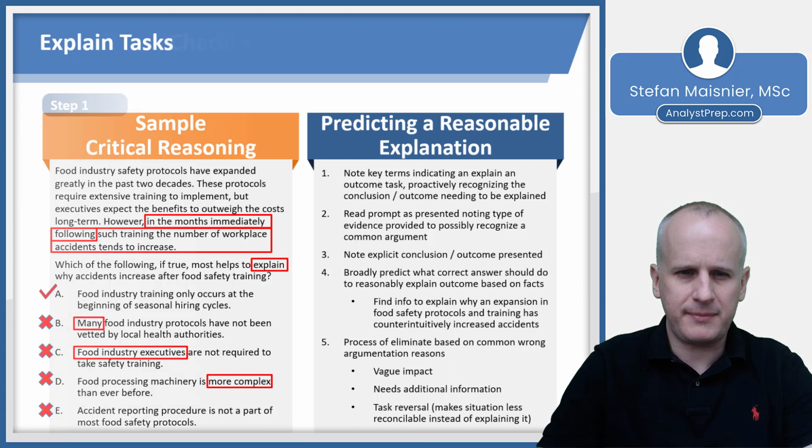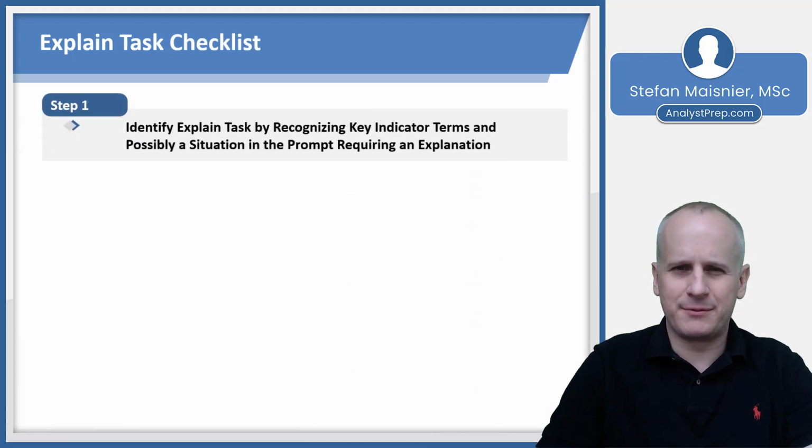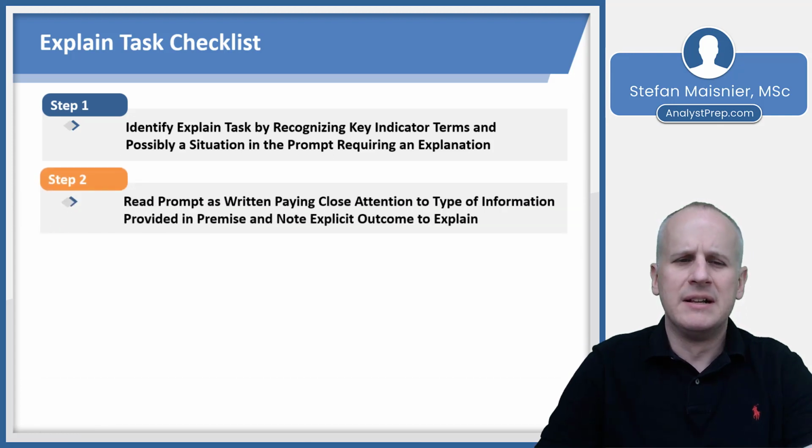So, how do we deal with these explain tasks? First, we recognize the explain task by citing those key indicator terms such as explain or paradox, and possibly a situation in the prompt requiring some sort of explanation. You want to read the prompt as written, paying close attention to the type of information provided in the premise, and note the explicit outcome that you need to explain.